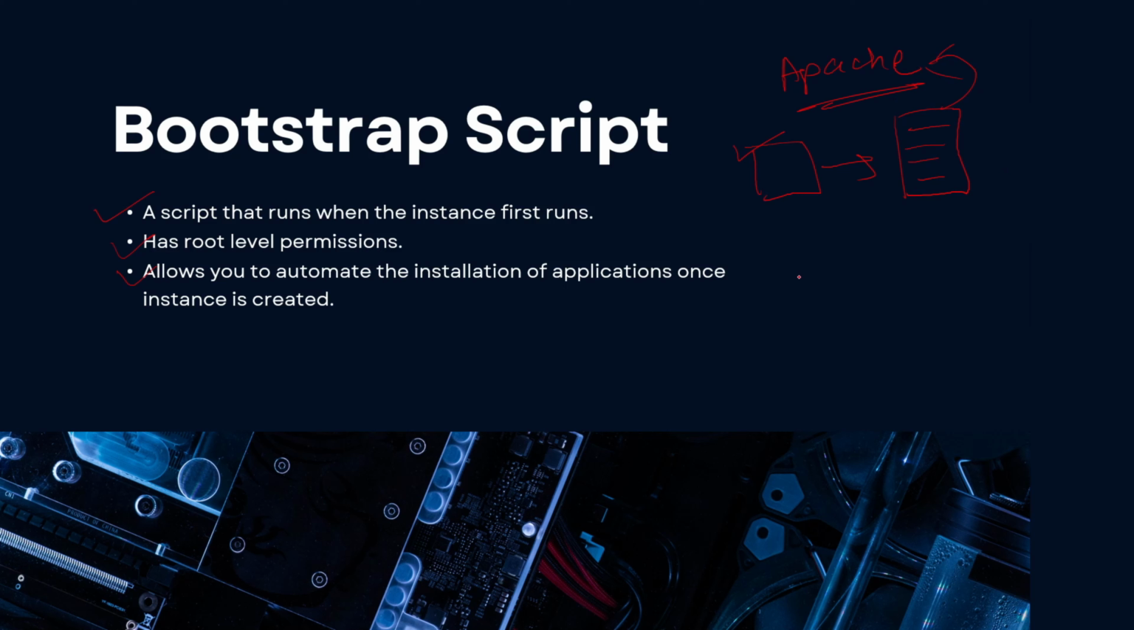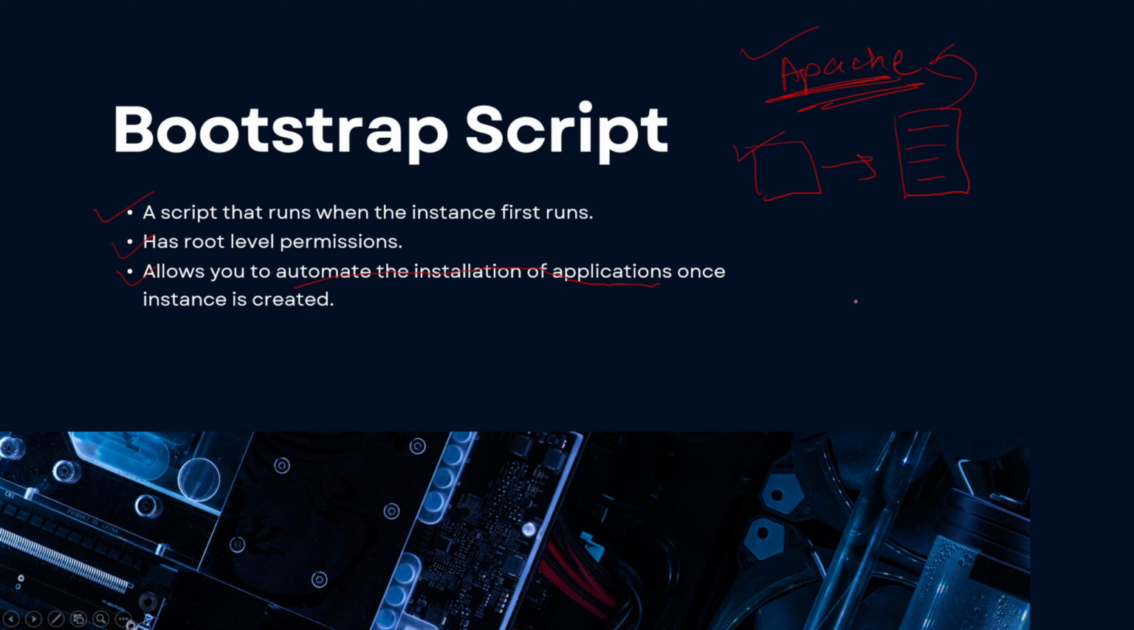So once you connect to the instance, you will already have Apache installed and ready to use. So this basically helps you automate installations of applications once your instance is created. Now, if you have 10 instances that you want to create, you can, but it's not feasible to manually go into each and every single instance and manually install Apache and set up the same. You can just create a script and AWS will take care of that.